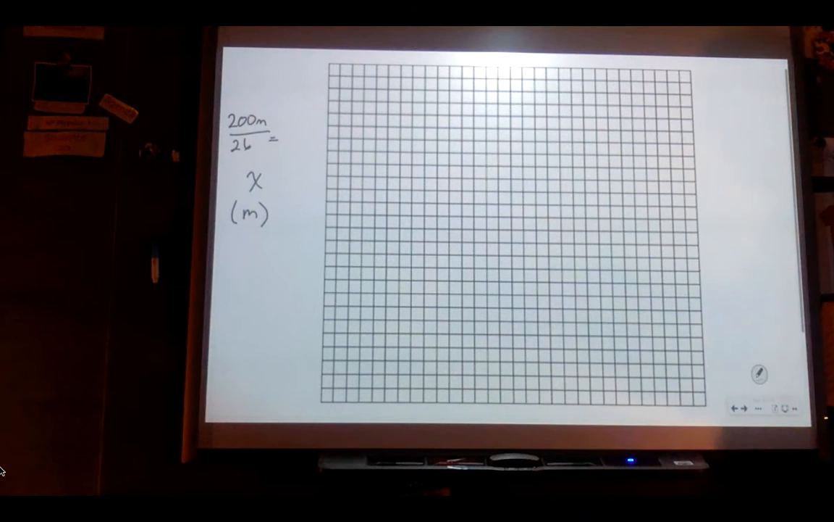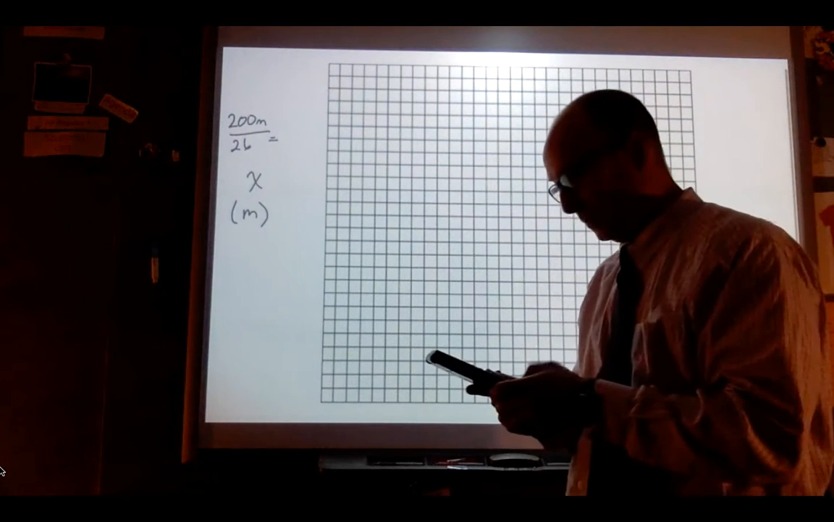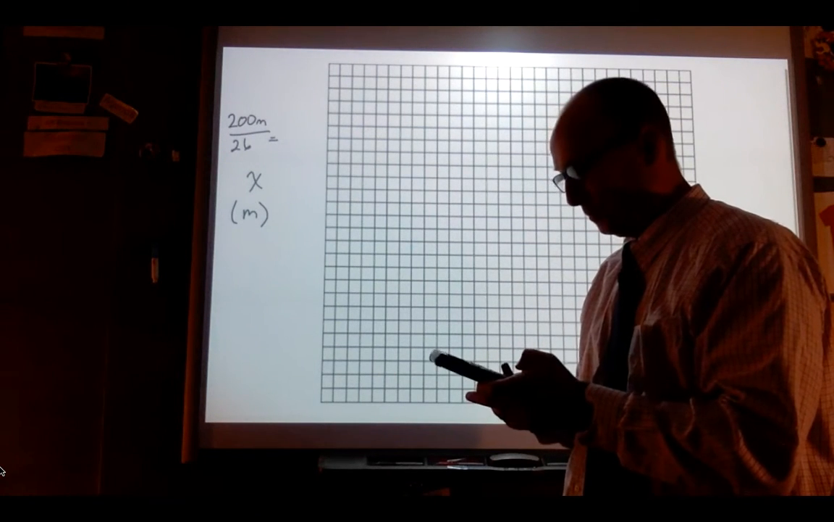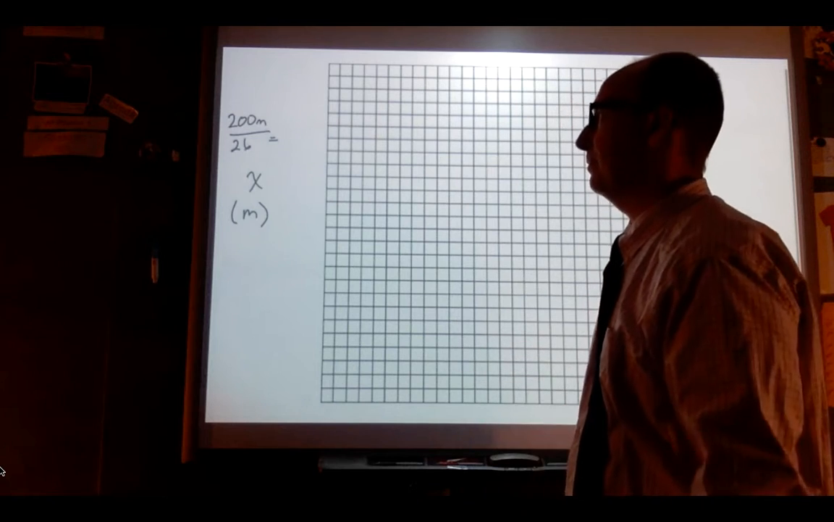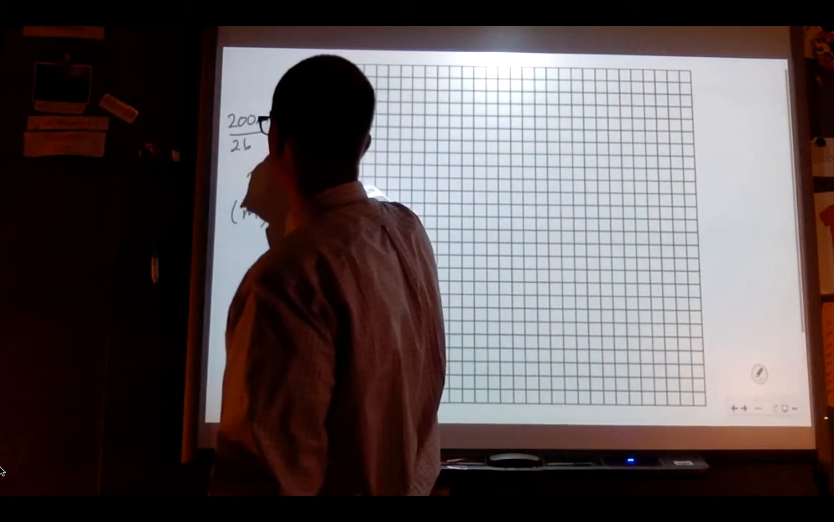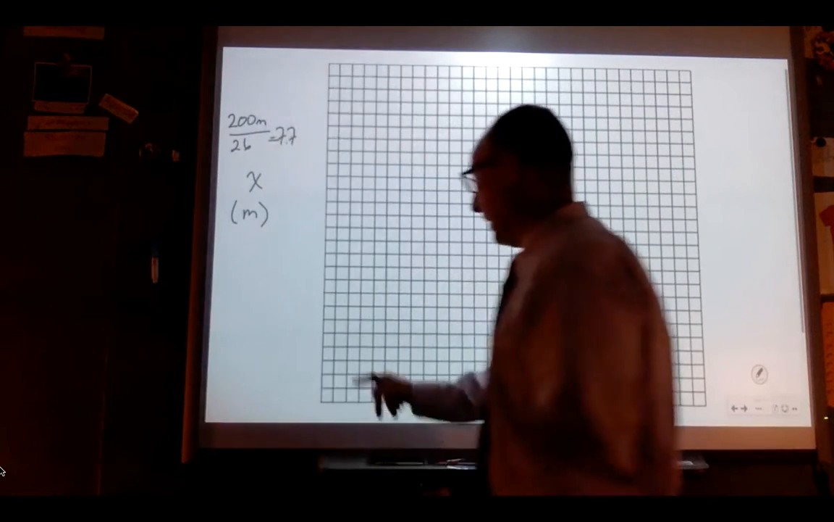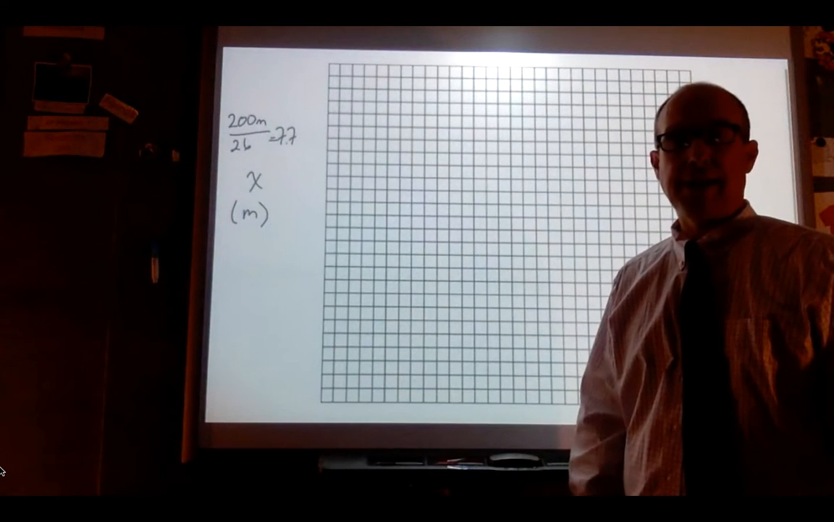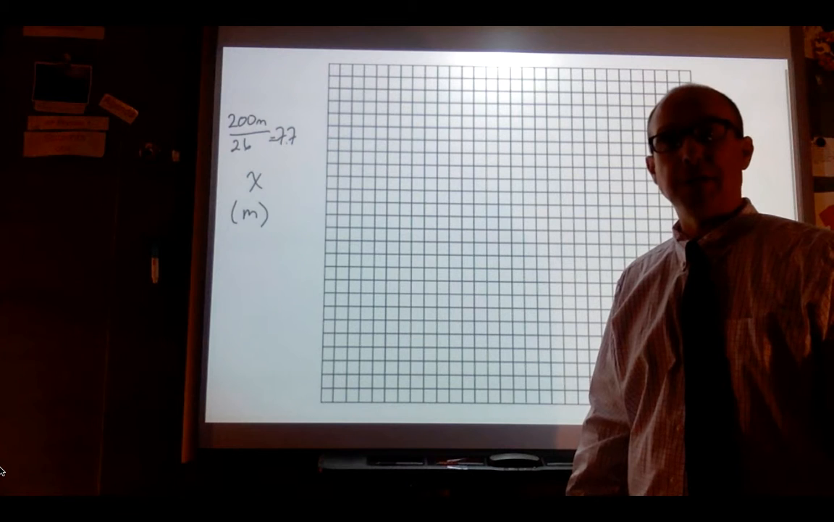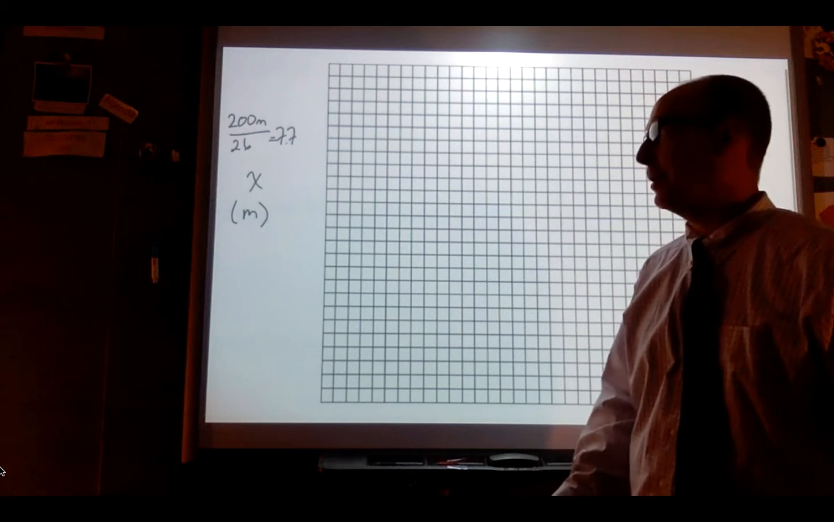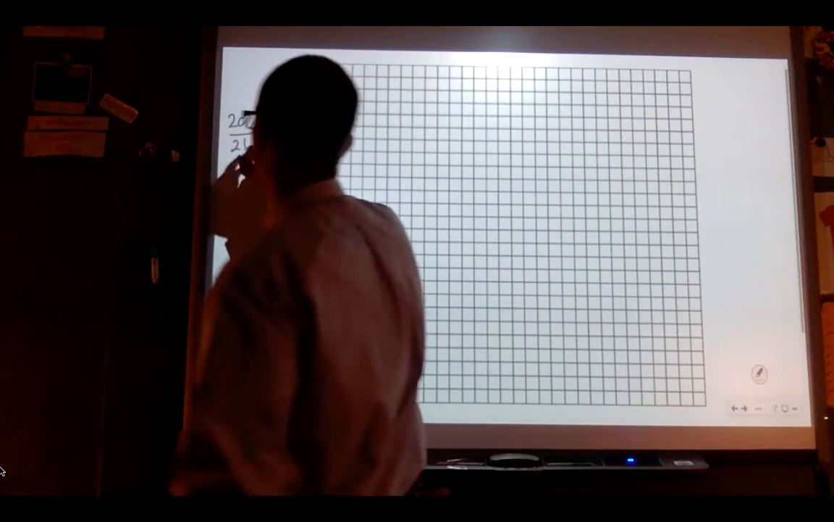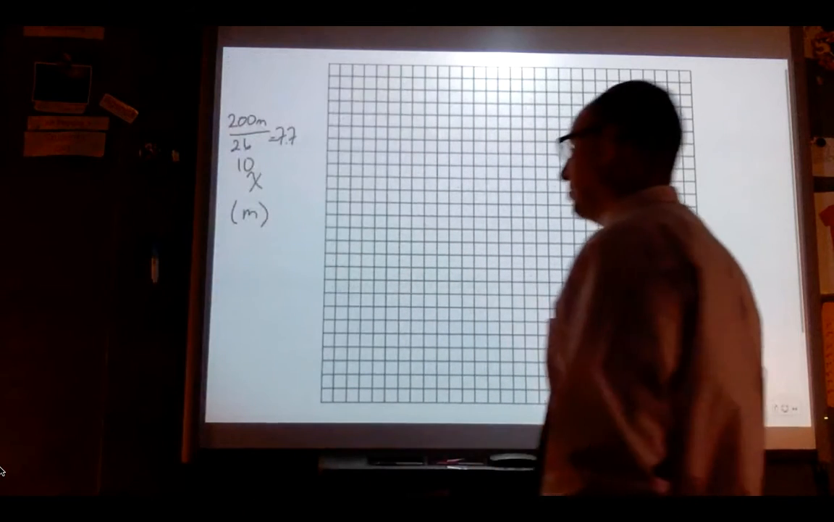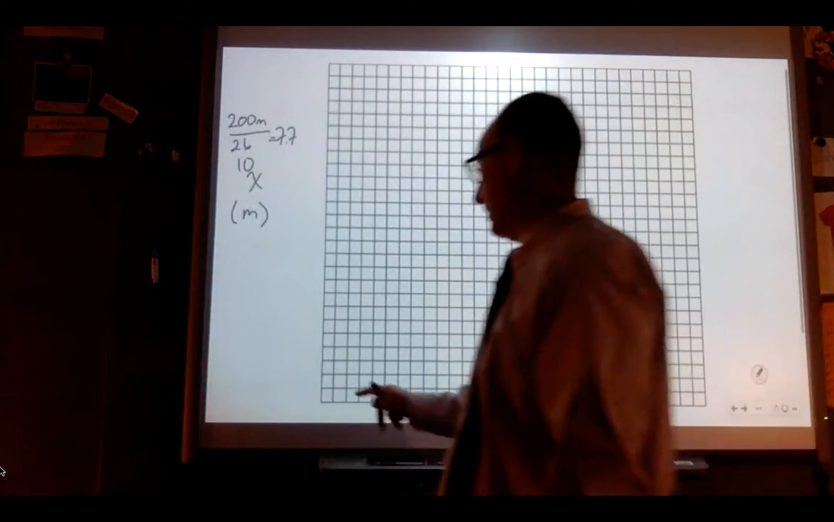If I put this in a calculator, I get 7.7. So if I made each one of these 7.7, it would end up at 200 all the way at the top. That's not convenient. So I'm going to round up to the next closest convenient number, and I would say that's 10. So I'm going to make each one of these increments 10.